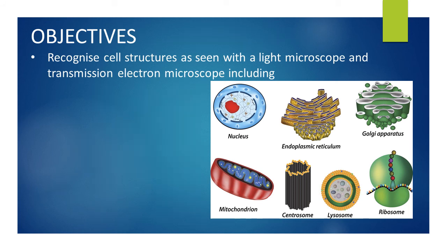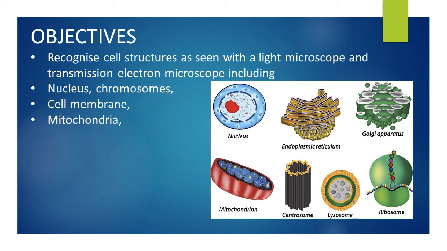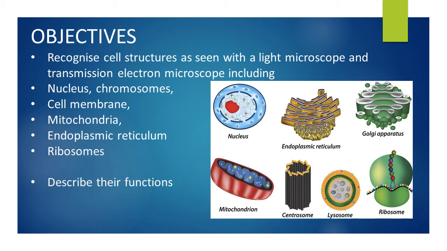First one, to recognize cell structures as seen with the light microscope and transmission electron microscope, including nucleus, chromosomes, cell membrane, mitochondria, endoplasmic reticulum, and ribosomes, and also to describe their function.